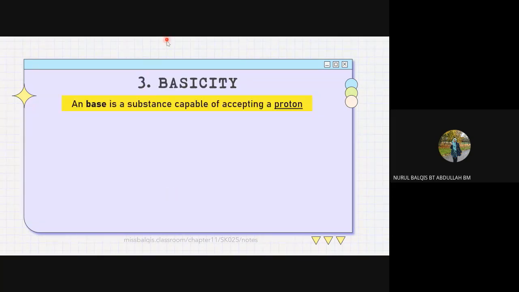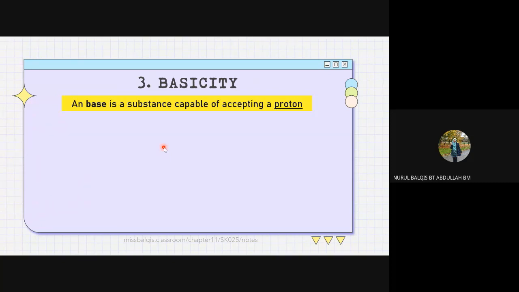Okay, last one is basicity. Do you still remember what is meant by acidity? Yes. Okay, so basicity is the opposite to acidity. Kalau dalam acid, we say that the substance is capable to donate hydrogen, to donate proton. Okay, kalau base pula, instead of donate, dia akan accept. Bila dia akan accept, maksudnya dia banyak electrons.